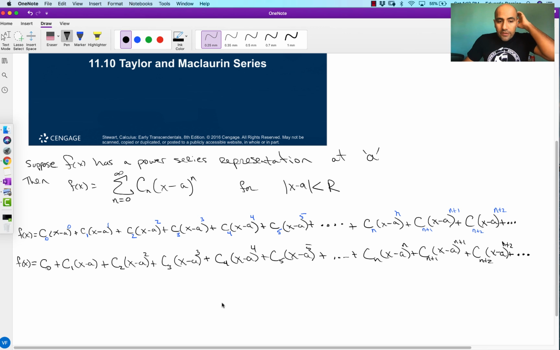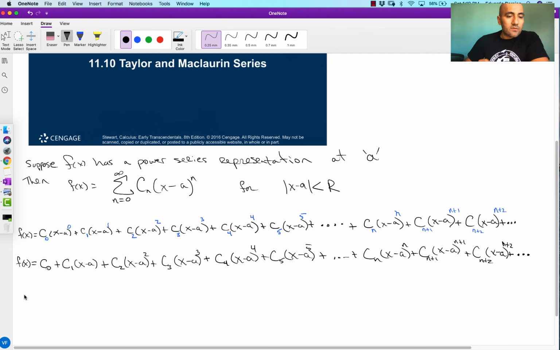Okay, so first of all, we've already noticed in the previous section that we can figure out what this constant is, right? Because all of these terms, except for the first one, have a factor of x minus a. So if we replace that x with a, this part would be 0, and this part would be 0, and this part would be 0. All of those terms going on forever would cancel out, and the only thing that survives is c sub naught. So we can figure out the value of that one, right?